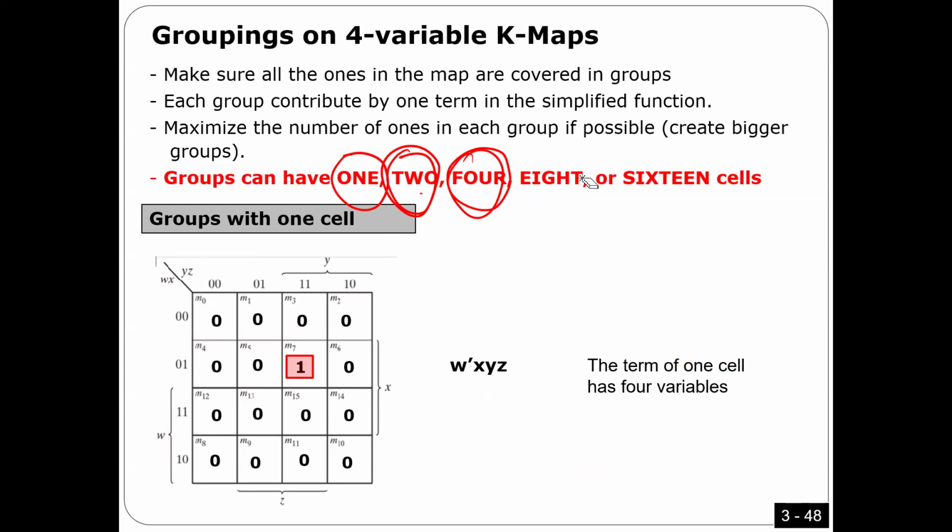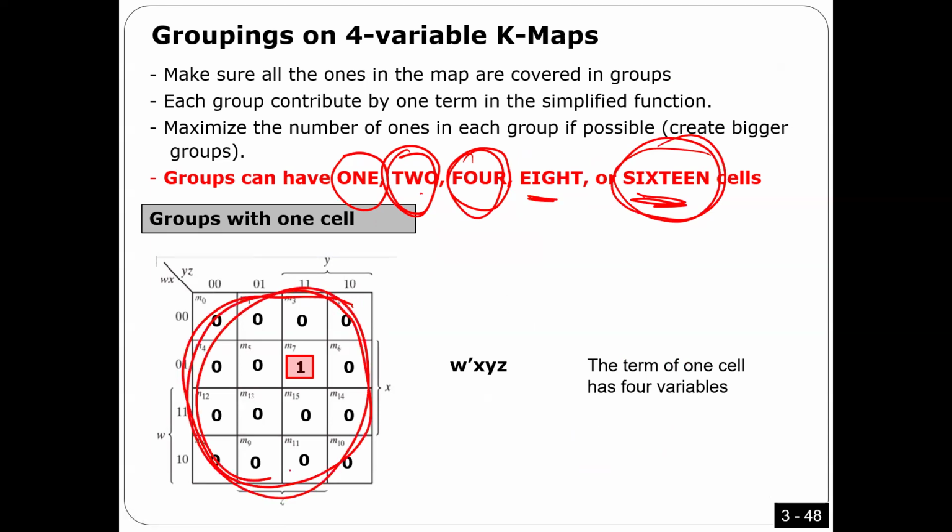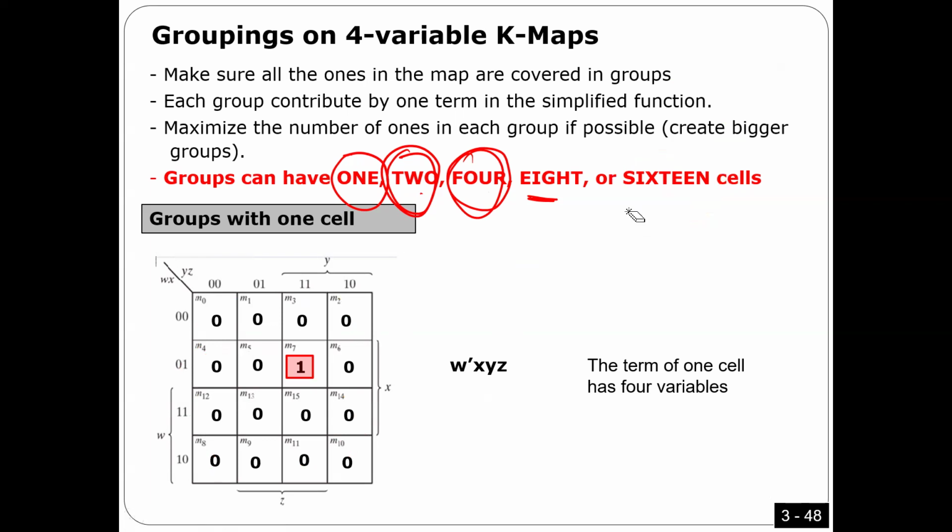But here you can make a group of 8, or you can make, for sure, 16. Here is the extreme case. This can happen when all of them are ones. So I can make only one group, and in this case, f is equal to 1, whatever the input is. F is 1 all the time. But anyway, this is just a very extreme case. It's not a realistic case. Most of the time, we're going to make groups of 1, 2, 4, and also 8. Is that okay?